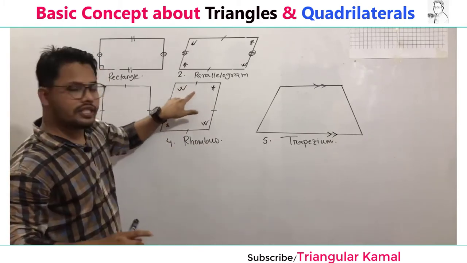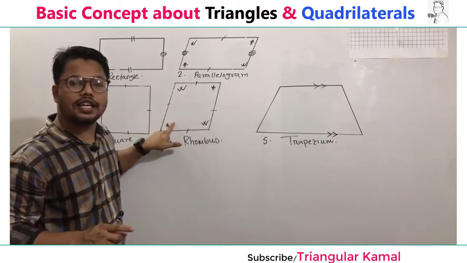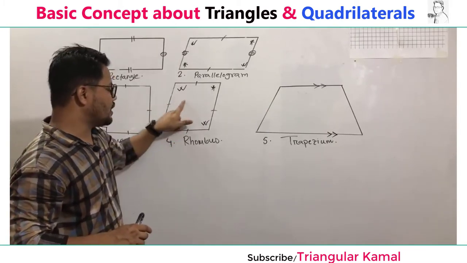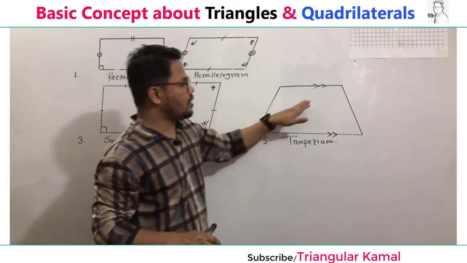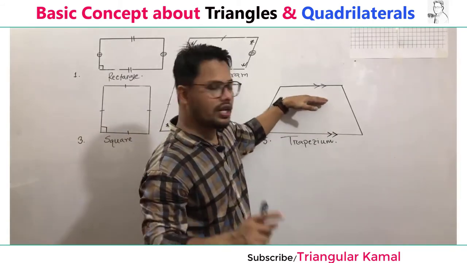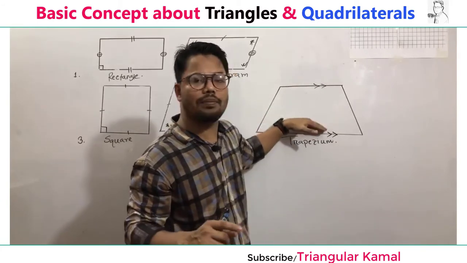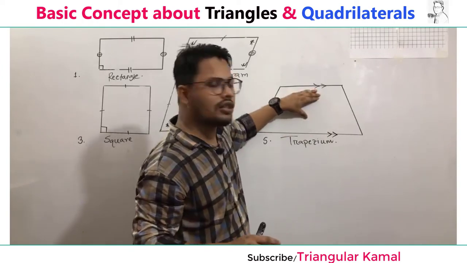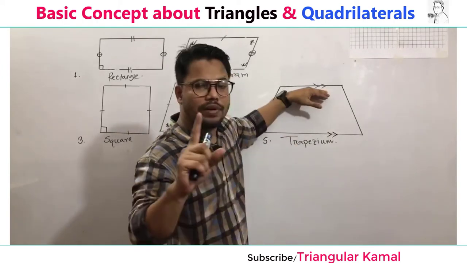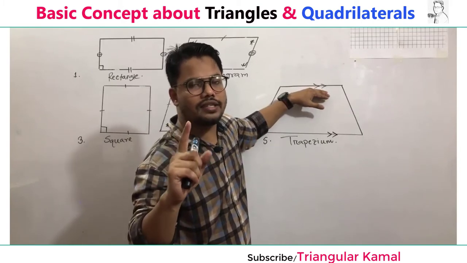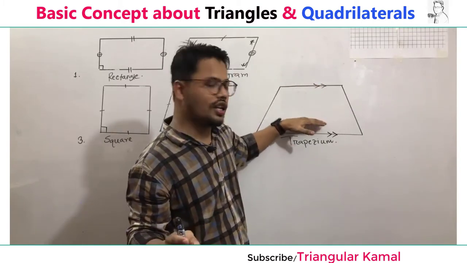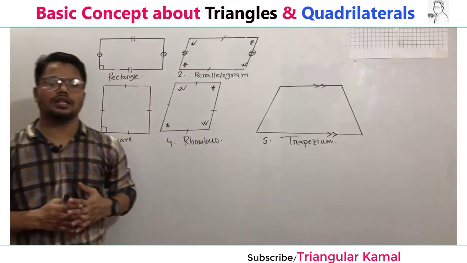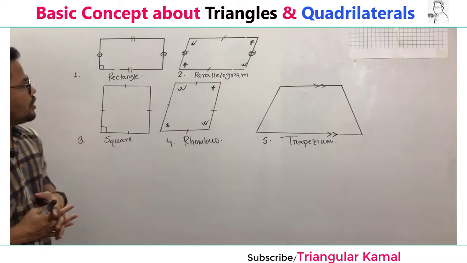When the two opposite angles are equal and all sides are equal and each angle is not 90 degree, then it is called the rhombus. In the trapezium, of two pairs of opposite sides, one pair is parallel in a quadrilateral but they are not equal, and this is called the trapezium. So this is the basic definition.